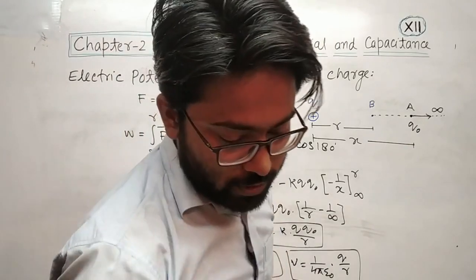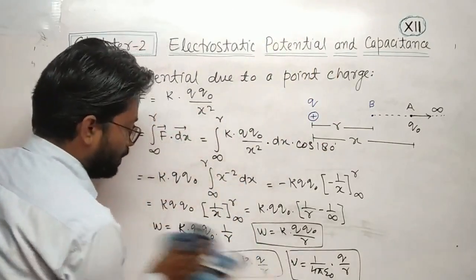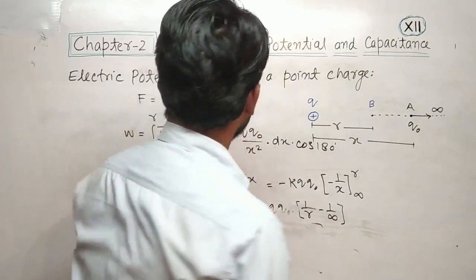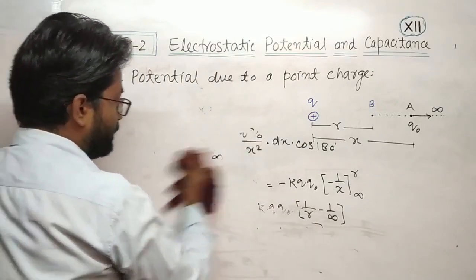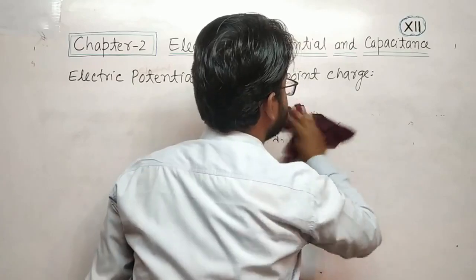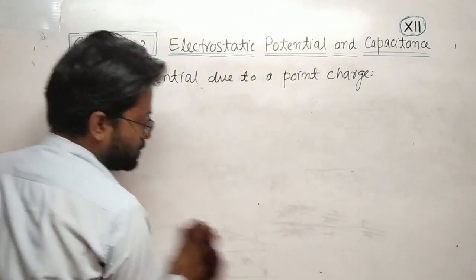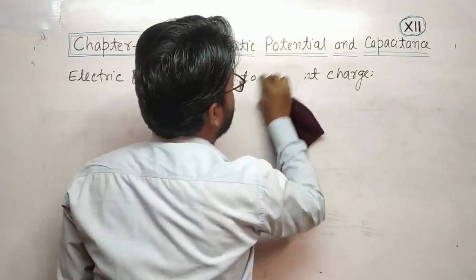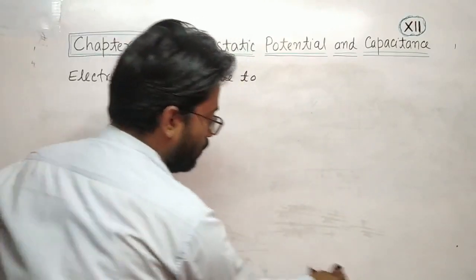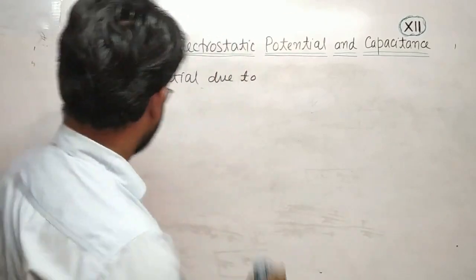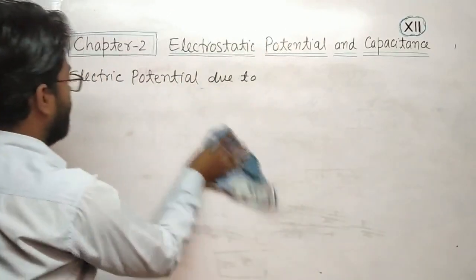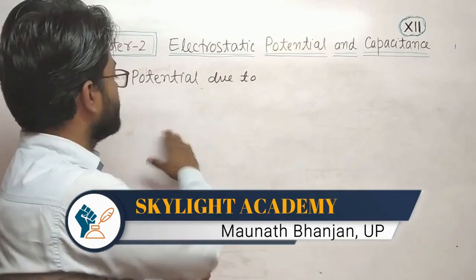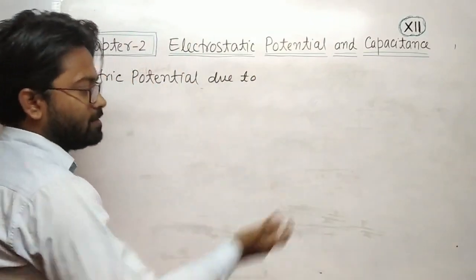Next point is electrostatic potential due to an electric dipole. Means in the next topic we will discuss electric potential due to an electric dipole. An electric dipole will have many points, like electric potential may be on the axis, it may be at the equatorial point, it may be at any general point.